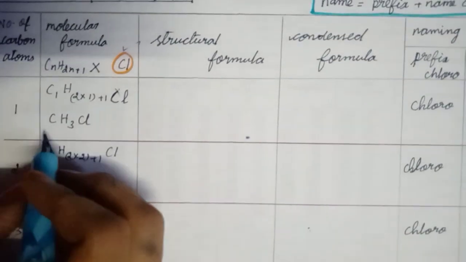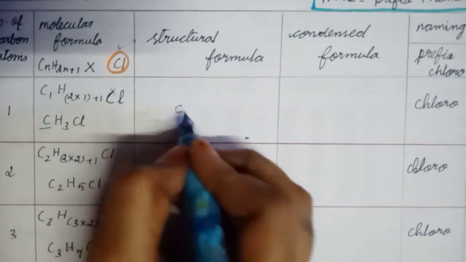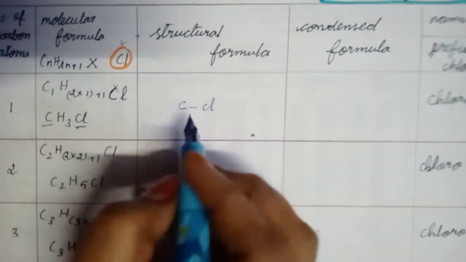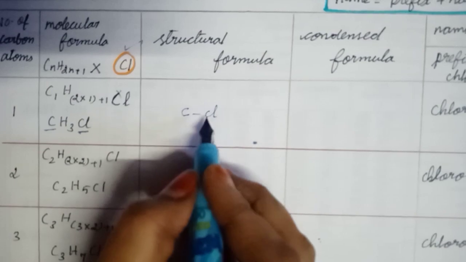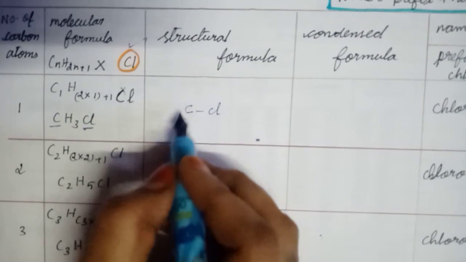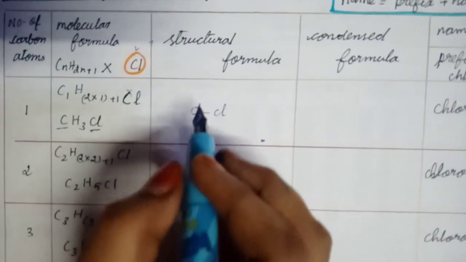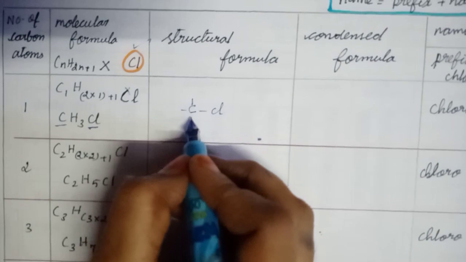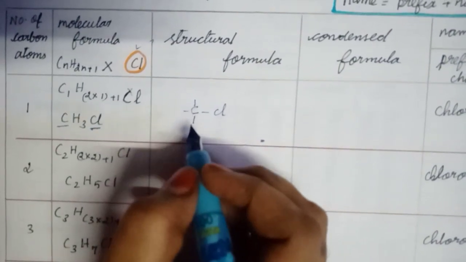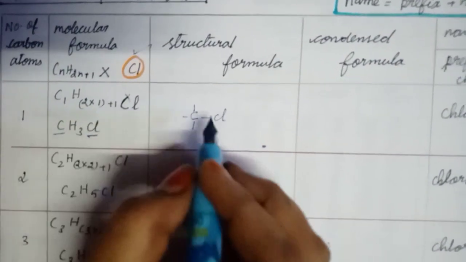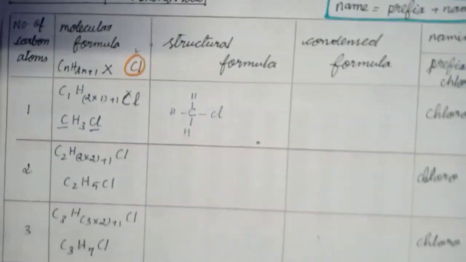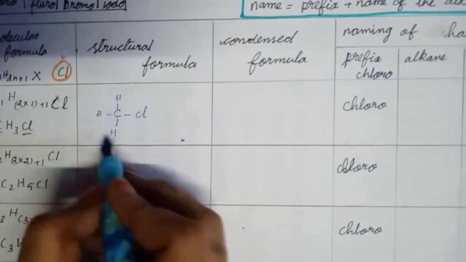How do we write the name? Number of carbon C, and the functional group chlorine. Next, the framework. The chlorine valency is 1, so it bonds with carbon. The carbon valency is 4, so the carbon valency is not yet satisfied. So we place 3 covalent bonds here, then the tetravalency of carbon is satisfied. Now this is the place for hydrogen. 3 hydrogens are there. Now the condensed formula is CH3Cl.